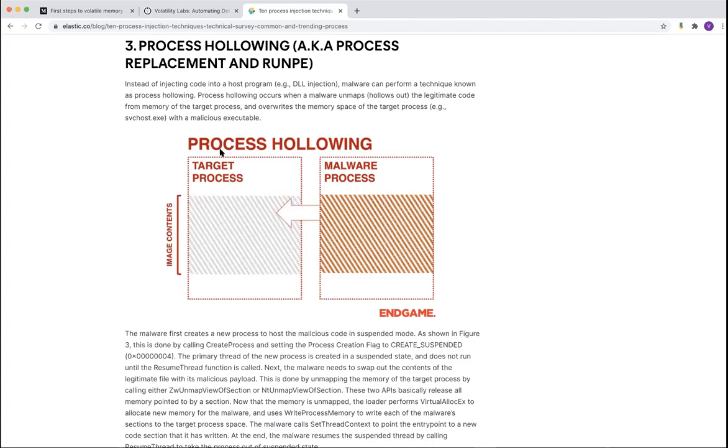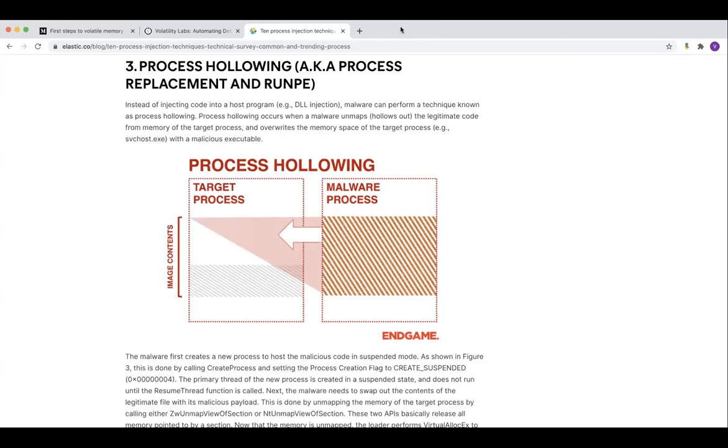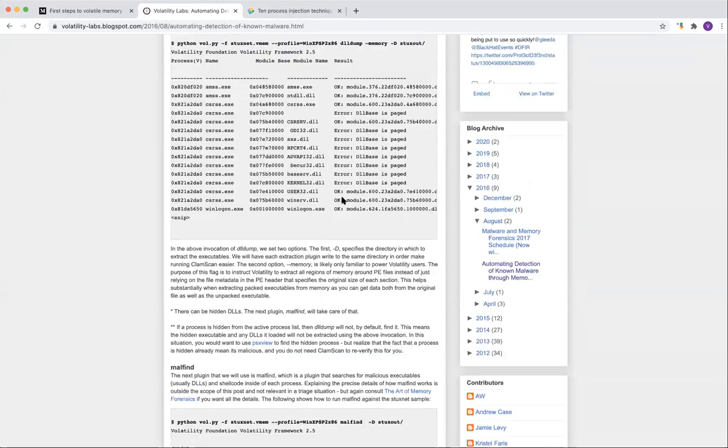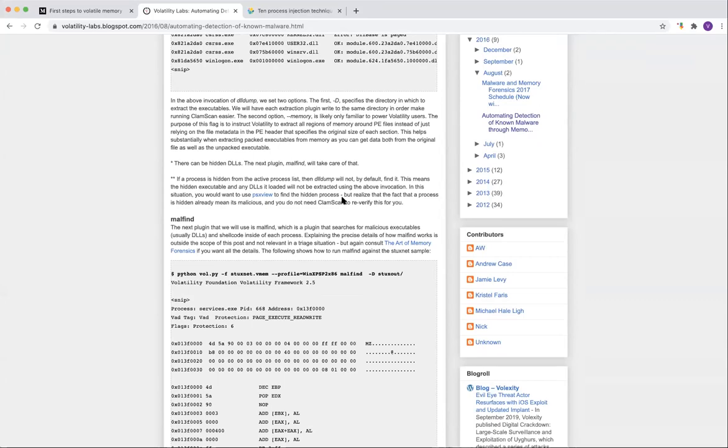So what will happen? The process will have everything looking correct. Every path of that process will be correct, but the process will be running the malicious code inside it, and it's very difficult to tell whether that process is infected or not. So one of the most important things we normally do is use the malfind plugin to see if any process has injected code.